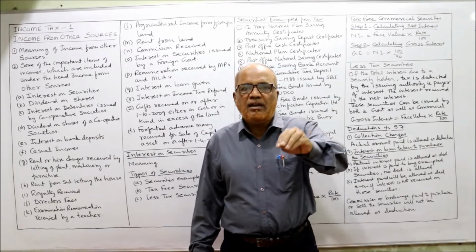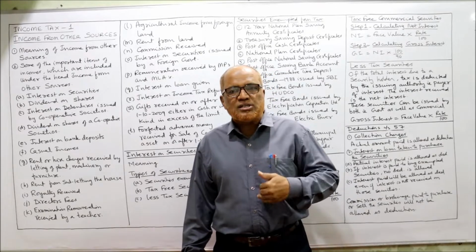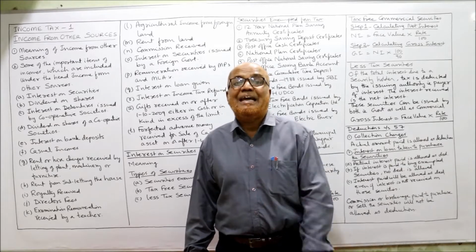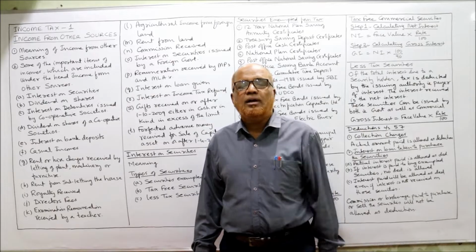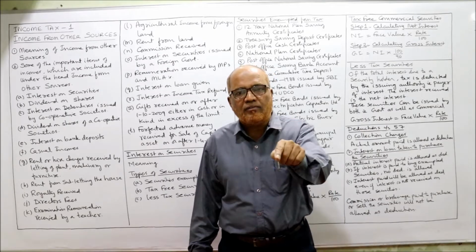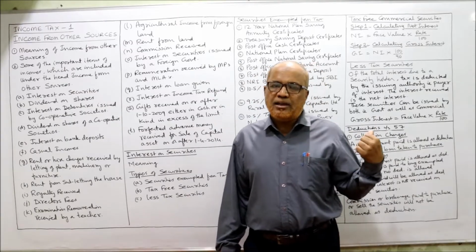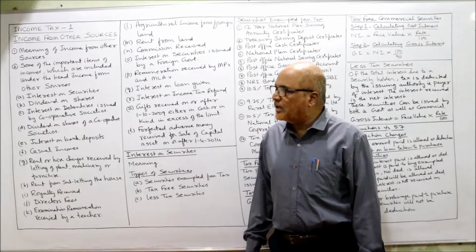A person may invest his money in purchasing the security. He may purchase the bonds of the government or debentures of the company on which he will receive interest. That is called interest on securities. That will be taken under income from other sources. I'll explain you in detail. We'll solve the problems on interest on securities.